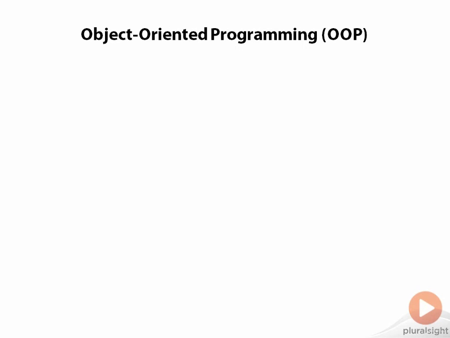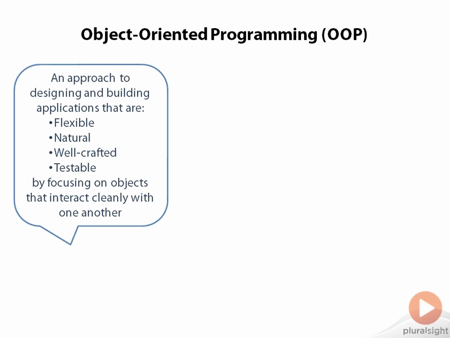So what is object-oriented programming, or OOP as some people call it? Object-oriented programming is an approach to designing and building applications that are flexible, natural, well-crafted, and testable by focusing on objects that interact cleanly with one another.